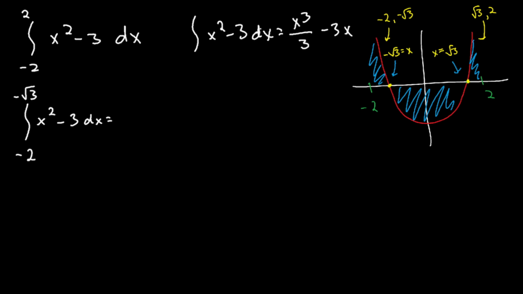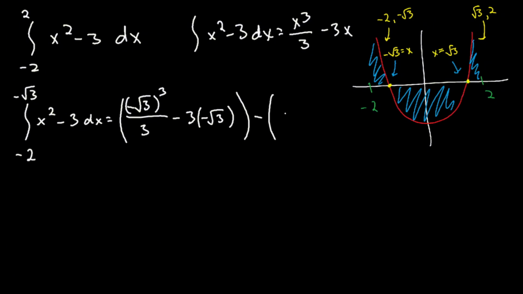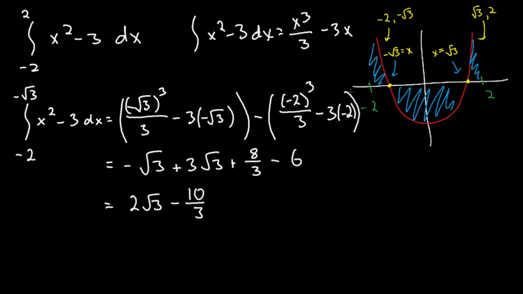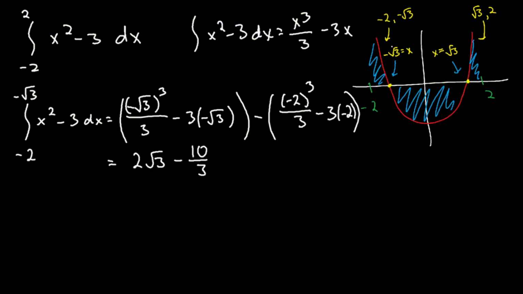We plug in the upper bound into the antiderivative first, minus 3x. X is negative square root of 3 in this case for the upper bound. And we subtract the lower bound input into the antiderivative. So -2, cubed over 3 minus 3 times -2. Now I did all the lousy arithmetic for you guys. But basically, our area between -2 and negative square root of 3 is 2 square root of 3 minus 10 over 3.